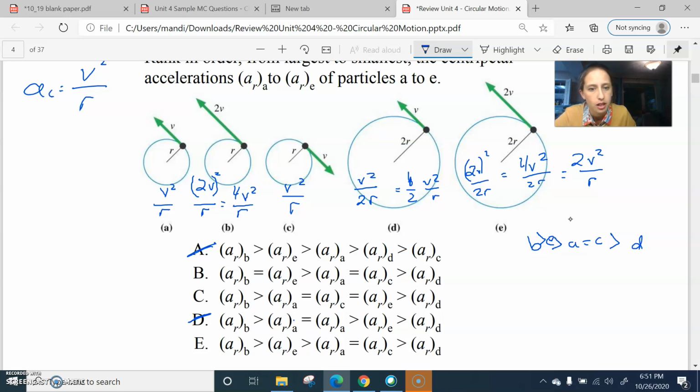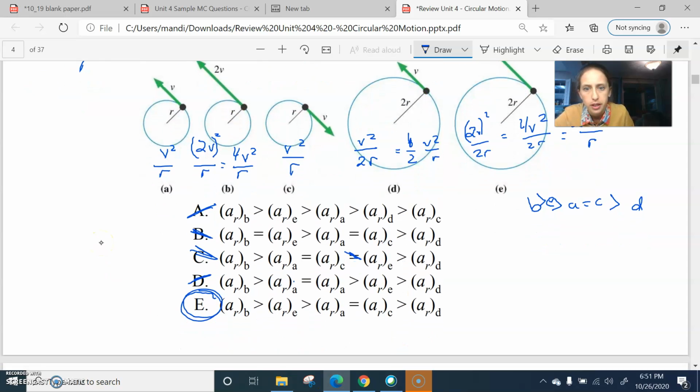So we got B, and then, no, they don't equal each other though. Only one equal sign. C and E, those do not equal each other, that's not true. B bigger than E, bigger than A, which equals C, bigger than D. I like this one. If we were going to write them out, B is 4v squared over r, E is 2v squared over r, A and C are just v squared over r, and D is 1/2 v squared over r. So that's what's going on there.